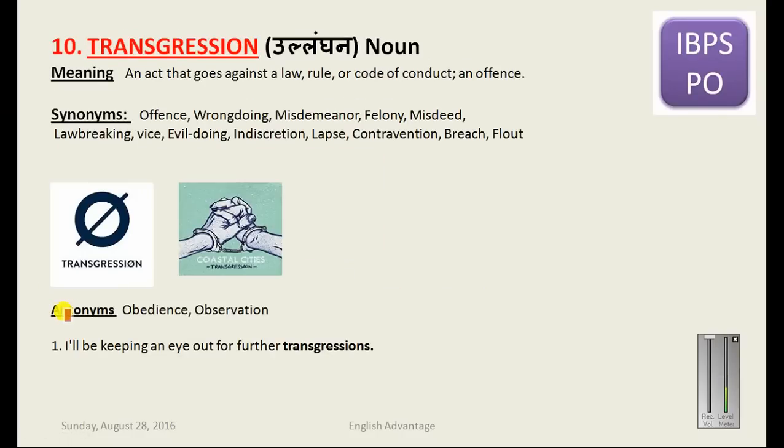Now let us look at the next word, transgression. Transgression means to violate something, to disobey the rules. An act that goes against a law, a rule, or code of conduct. An offense. And synonyms for this word are offense, wrongdoing, misdemeanor. Felony is a good word. Felony means transgression. Misdeed, lawbreaking, vice, evildoing, indiscretion, lapse, contravention, breach, and flout. The word breach is very frequently used in the field of law. Breach of contract: when you break the contract, it's called breach of contract. Flouting means violation of the rules.